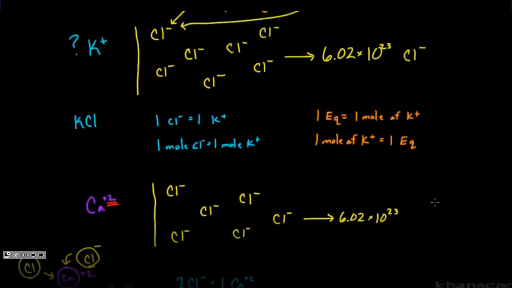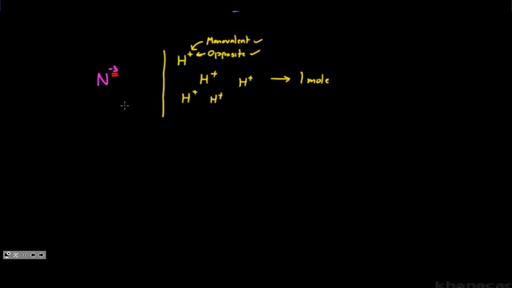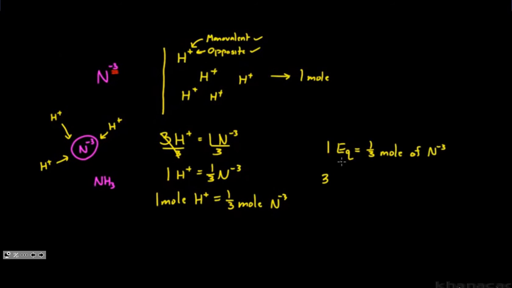And so if you go even farther, I think he does one more with nitrogen. And you can see, how many would you need of this one? What would be the answer here? Yeah, there would be 3. For every 1 hydrogen there's 1/3 of a nitrogen, so 1/3 of a mole of nitrogen is equal to 1 mole of hydrogen. Therefore 1 equivalent is equal to 1/3 of nitrogen.